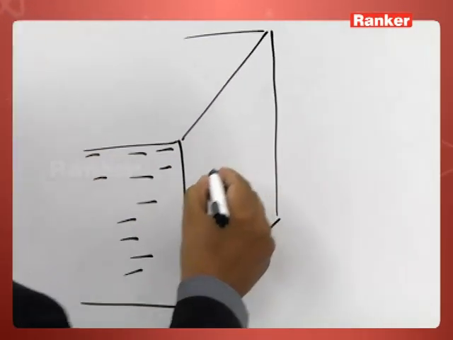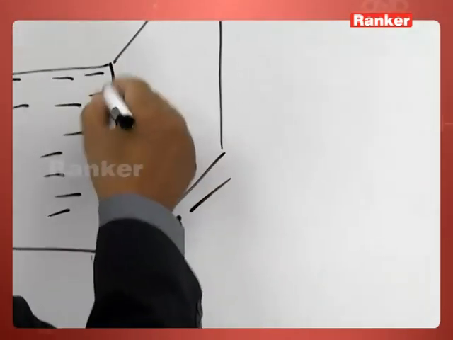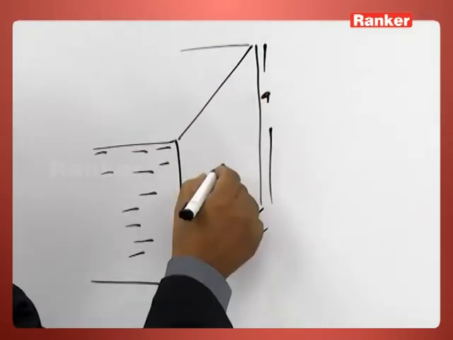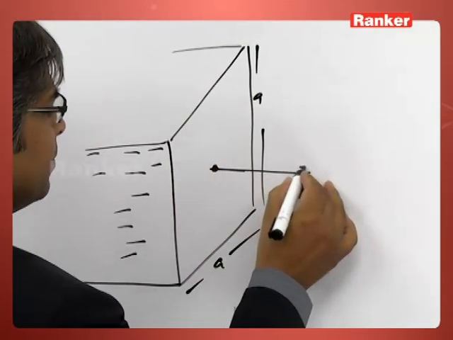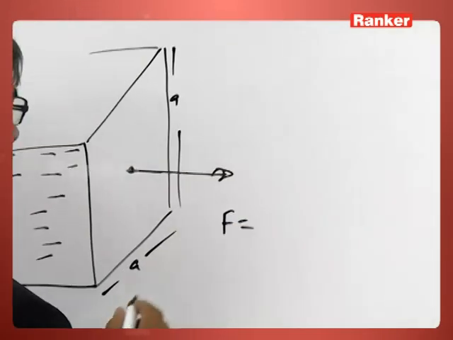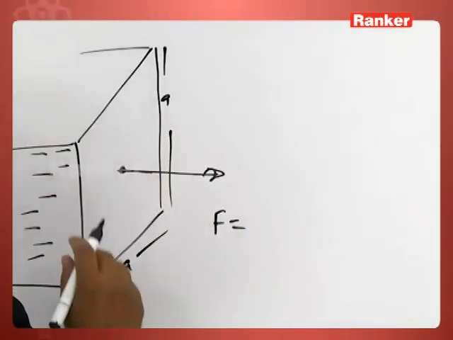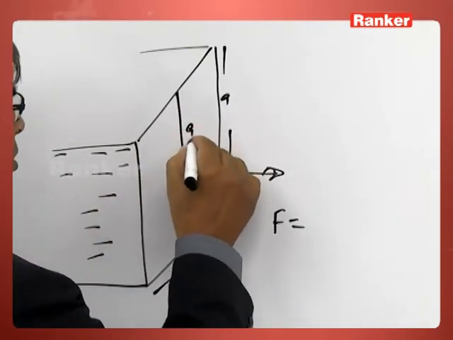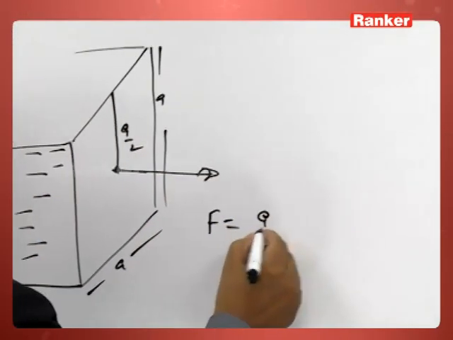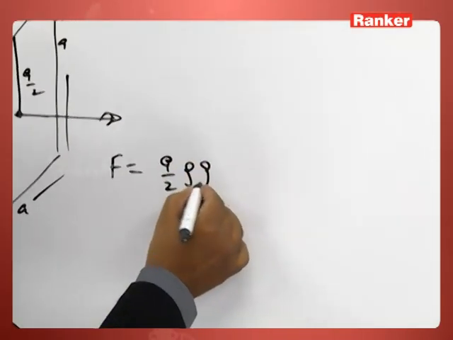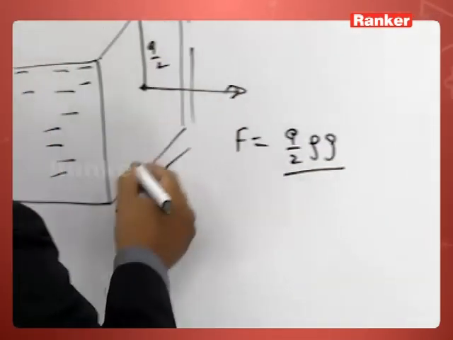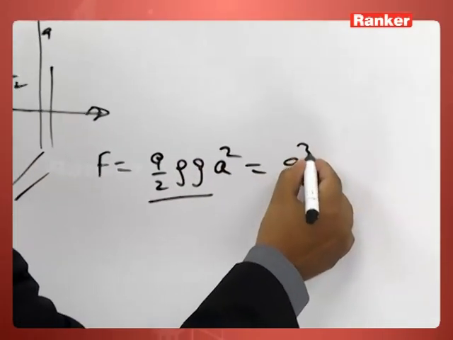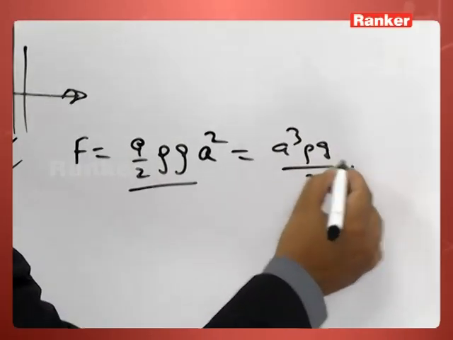So the idea is that suppose this is a square, so this is A and this is A. The center of gravity of this area is at its geometrical center. So the total force acting will be the pressure at this point. This point is at a distance of A by 2, so this is A by 2 rho g. This is the pressure, into the whole area, that is A squared. So we have A cubed rho g by 2.